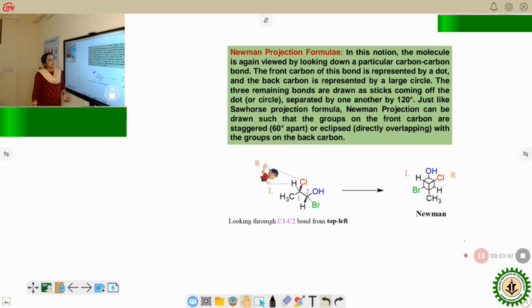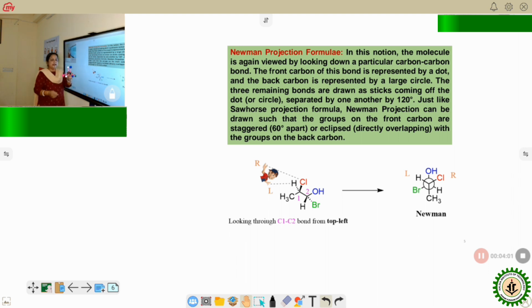Next is the Newman projection formula. When we represent this, we must require a minimum of two carbon atoms. Whether chiral or achiral does not matter, but we must have two carbon atoms which are attached to different types of group.